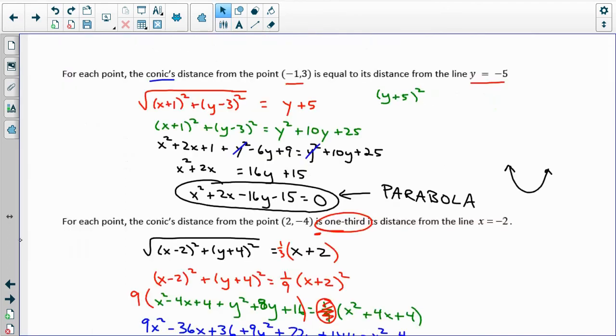Okay, now for each point, where'd you go?